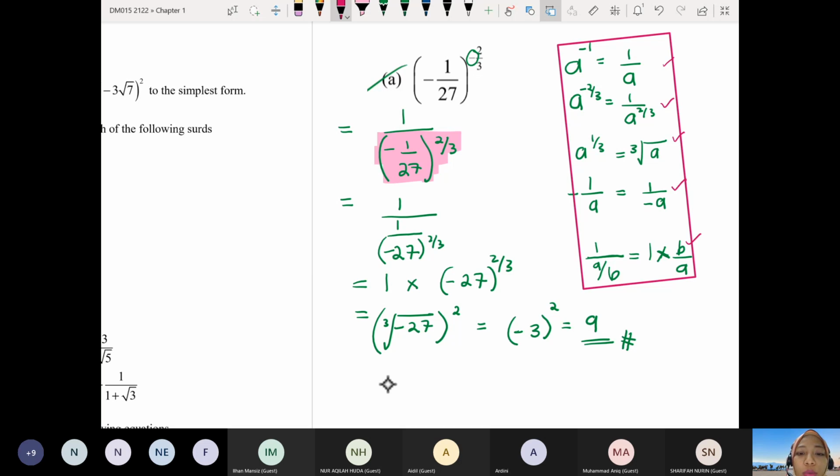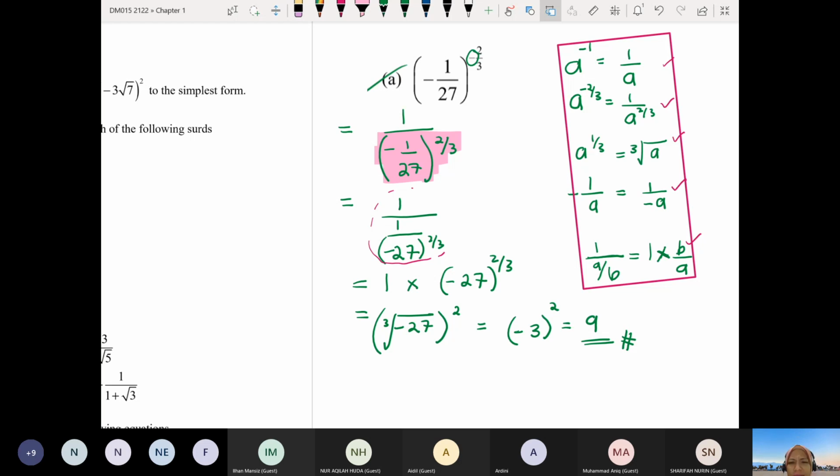Negative 27, cube root 2. Macam ni you nak tahu kan? Ataupun jawapan final answer ini yang dibagi. Tapi you cari 9. 9 tak ada dalam pilihan jawapan. So kita kena bersedia dengan segala kemungkinan. Pastinya soalan yang dia akan bagi tu adalah yang memerlukan you membuat working, bukan main tembak sahaja.